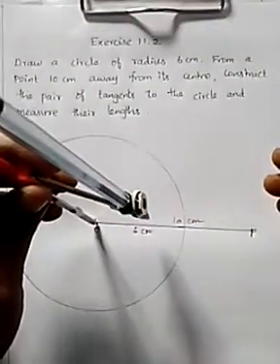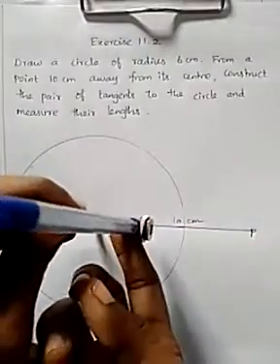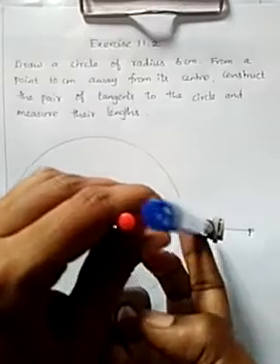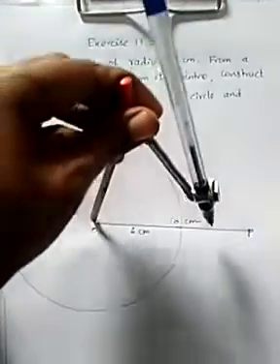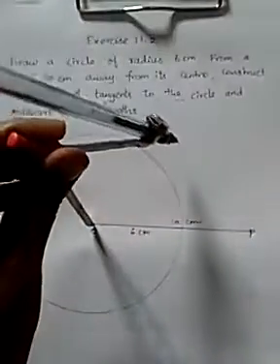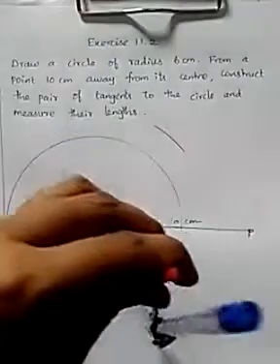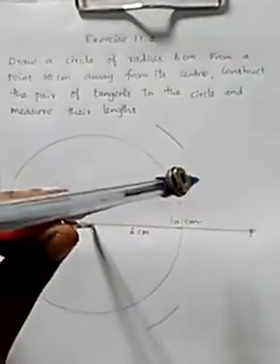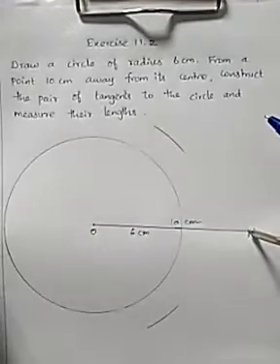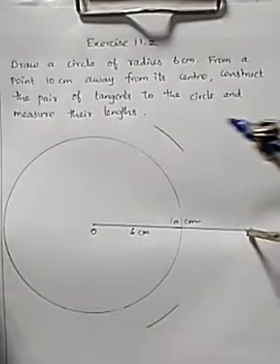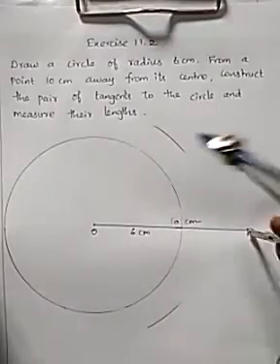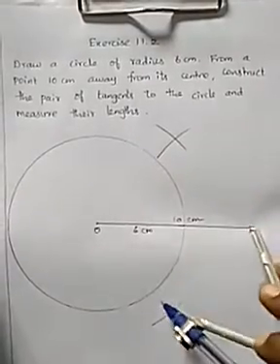See, keep your compass point at O as a center. Then measure more than half of the OP line. Now I am measuring more than half of the OP line. Then make an arc like this. Now don't change your compass measurement. Then change to the point P on the next side. Now keep your compass point at P, then again make an arc.